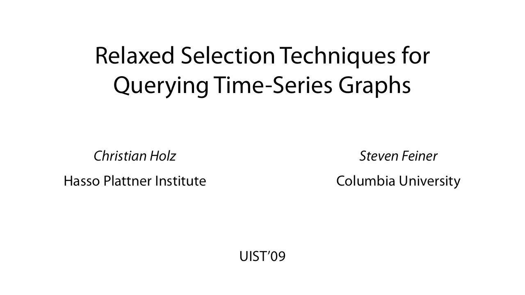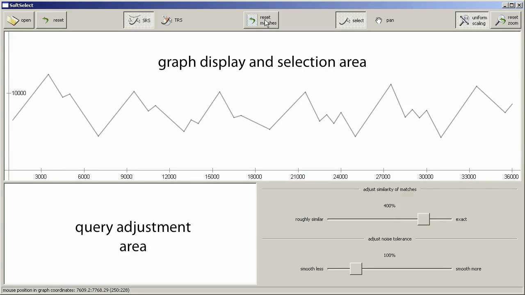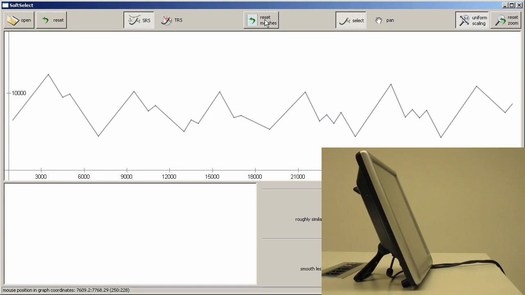Time series graphs are frequently used to visualize phenomena that change over time. Users of time series graphs often need to search them for occurrences of certain patterns that are more or less similar to a query pattern. We introduced relaxed selection techniques to specify a query pattern.